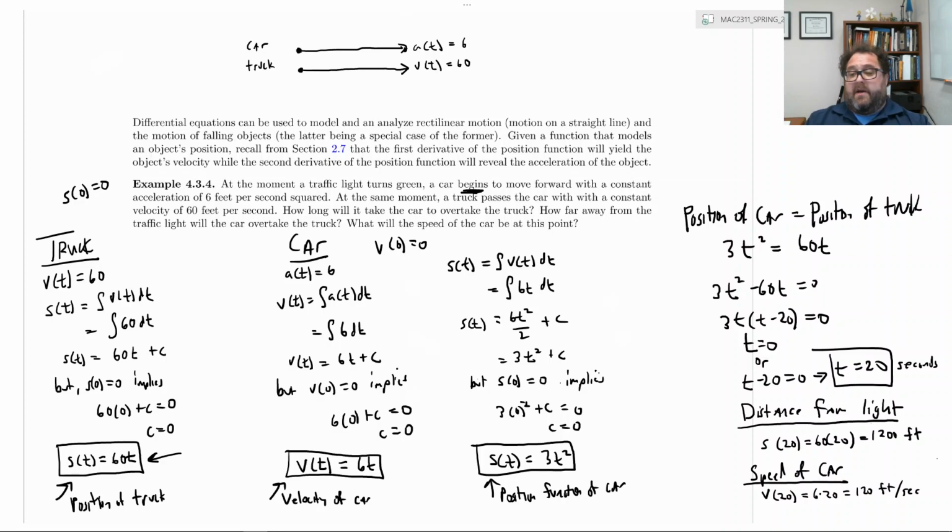Okay? By the way, like I mentioned this in passing, but the distance from the light, you could also plug into the position function from the car. Notice that if you plug in 20 into 3 times 20 squared, you get 1,200 also. So you could use the position function of either. I just used the one that was linear since that's a little easier.